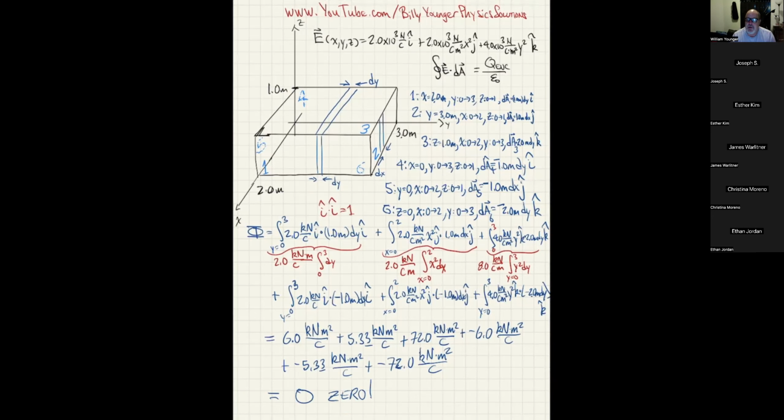That's how you go about doing it. Notice I just took one side at a time. I realized that the dot product was only going to pick out the components of E that were parallel to the dA vector for that particular side. That's why I didn't have to worry about the J hat component when I was doing face 1, nor when I was doing face 4. That's why I didn't have to worry about the first and third components when I was doing faces 2 and 5, because the third component points in the K direction, and faces 2 and 5 point in the J and negative J directions. So any questions on that?